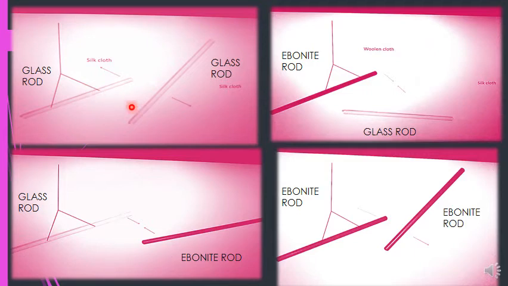Here that repel. And here ebonite rod, this ebonite rod is rubbed with the woolen cloth. And here we can see the glass rod, and this glass rod is rubbed with the silk cloth. So ebonite rod to glass rod, that attracts.